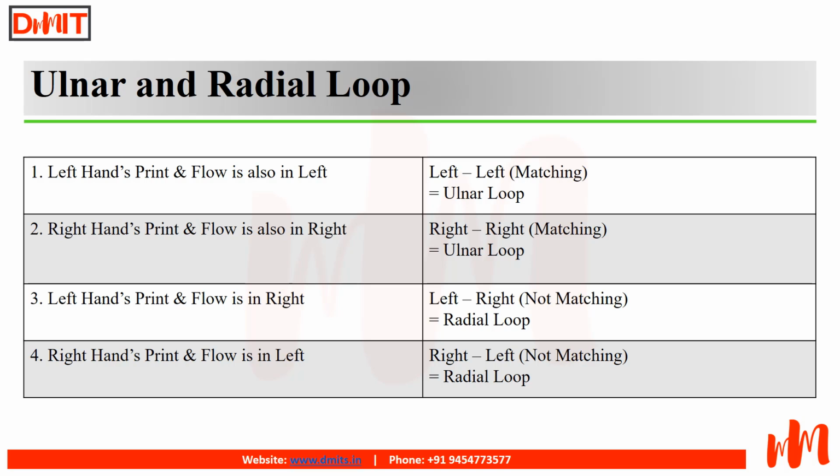Second, if it's a right hand print, that is, the fingerprint is of a right hand and the flow is also in the right, that is, right and right match, again it is an ulnar loop. The third one is that if it is a left hand scan, that is, a left hand fingerprint, and the flow is in the right, that is, left and right do not match, in that case it is a radial loop. The fourth one is a right hand print and the flow is in the left, that is, right and left do not match, so again it will be a radial loop. I guess now it is a bit more clear how to differentiate between ulnar and radial loop.